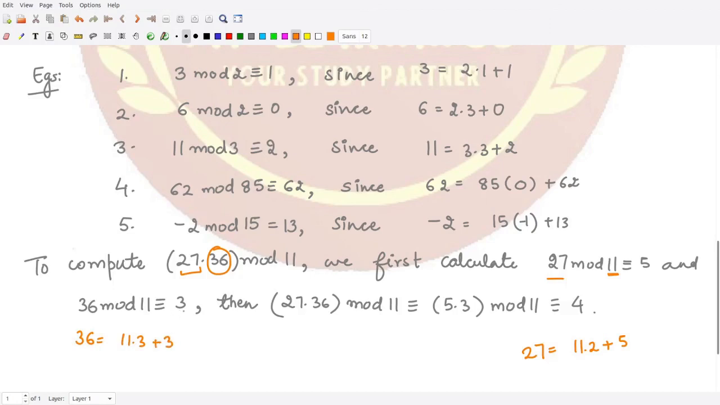So once you have their individual mods, the mod of 27 multiplied with 36 mod 11 is equal to 5 into 3 mod 11. Why are we again writing this? Because this number could again be greater than 11. So we might have to perform the mod, as in this case it comes out to be 15. 5 into 3, 15 mod 11. And what is 15 mod 11? It is equal to 4, right? So 4 is your final answer, and you see, using this kind of calculation, how easily you reach your solution.